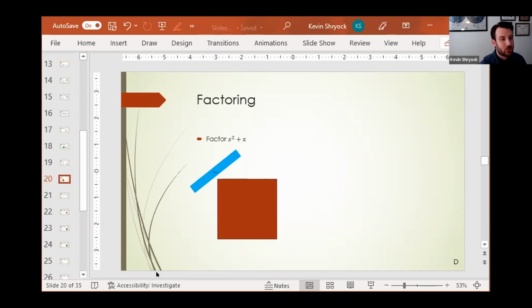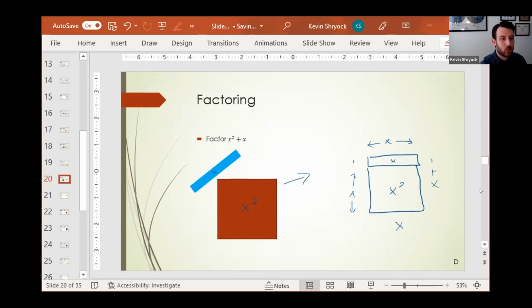Well, what's happening here? I've got an x rod and I've got an x square. Well, I can take those and I can organize them. I can take an x block and I can put it on top of my x square and I can explore its dimensions. After all, this has to be a width of x. And this has to be a height of x. And this is a height of 1. So that means that this entire rectangle can be represented with dimensions x by x plus 1. Which is why x squared plus x can be written as x times x plus 1.